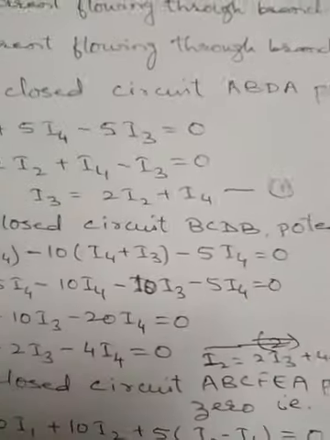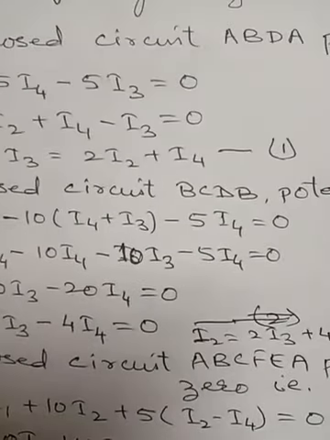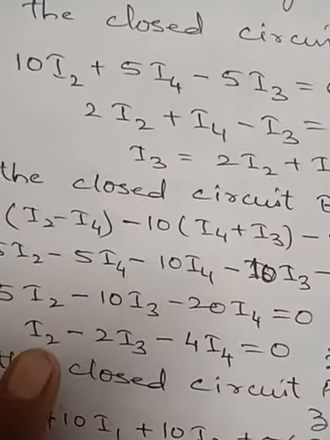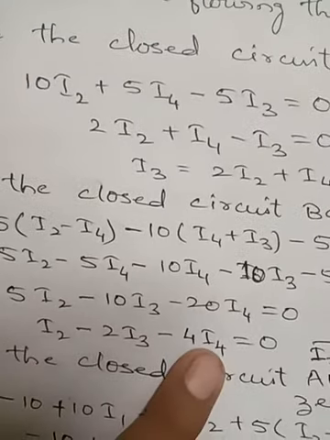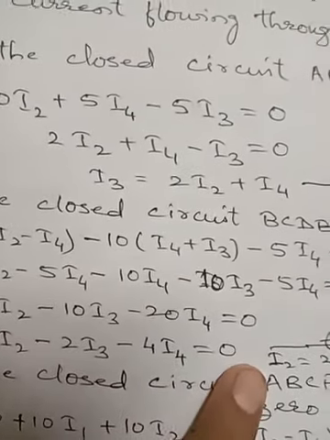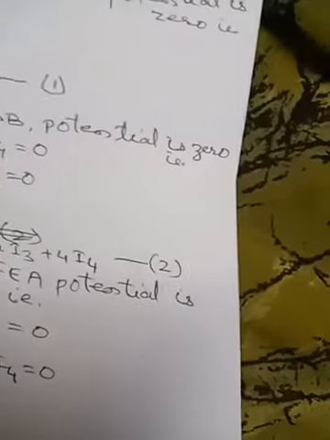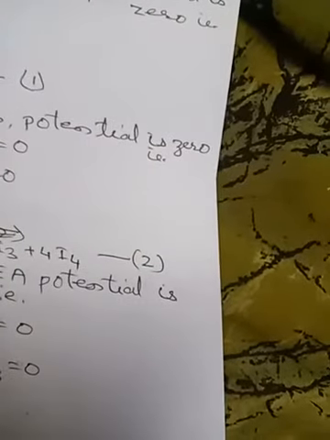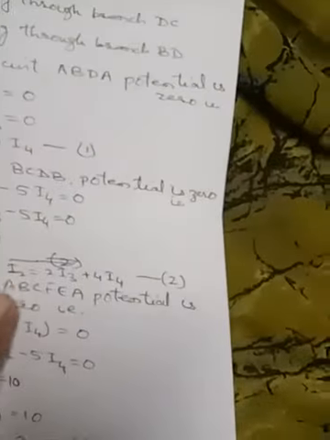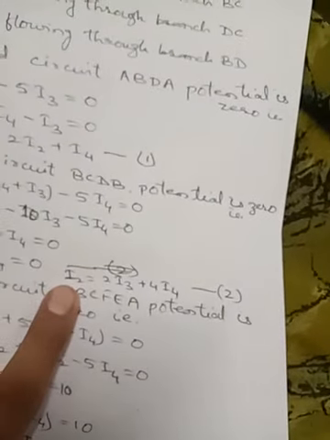Here also what we can do? 5 we can take common. So if we take 5 common, I2 minus 2 I3 minus 4 I4 is equal to 0. So rearranging the terms again, I2 is equal to 2 I3 plus 4 I4. This will give us equation number 2. Now you see, in equation 1 we will get the value of I3. From equation 2 we will get the value of I2.